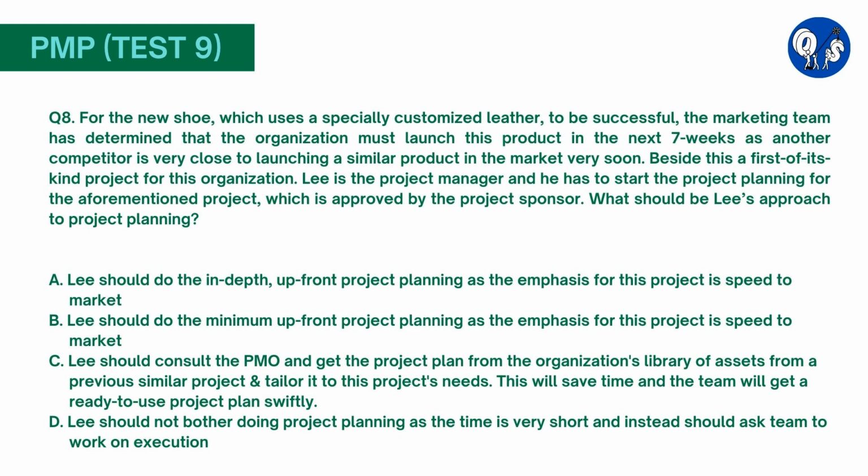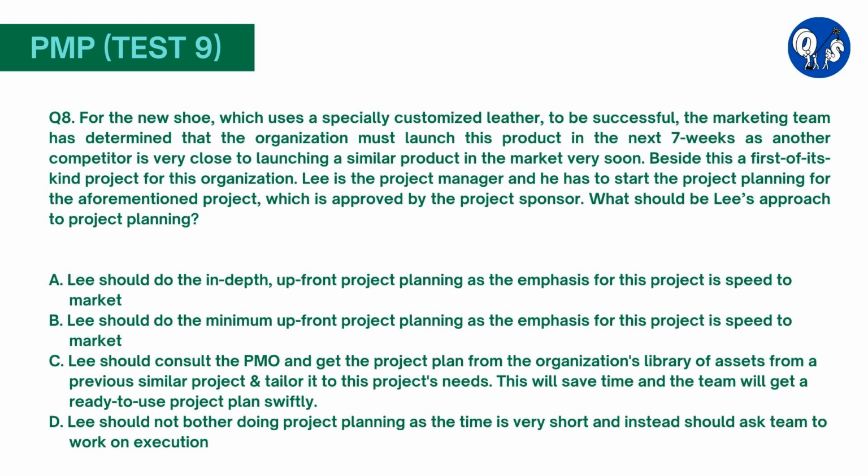A. Lee should do the in-depth upfront project planning as the emphasis for the project is speed to market. B. Lee should do the minimum upfront project planning as the emphasis for this project is speed to market. C. Lee should consult the PMO and get the project plan from the organization's library of assets from a previous similar project and tailor it to this project's need. This will save time and the team will get a ready-to-use project plan swiftly. D. Lee should not bother doing project planning as the time is very short and instead should ask the team to work on execution. Here, option B is correct.